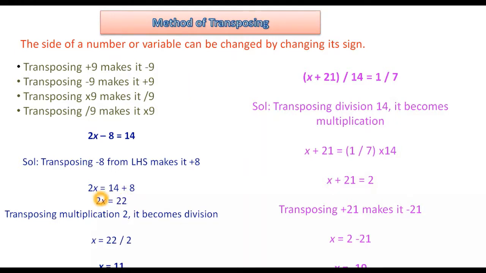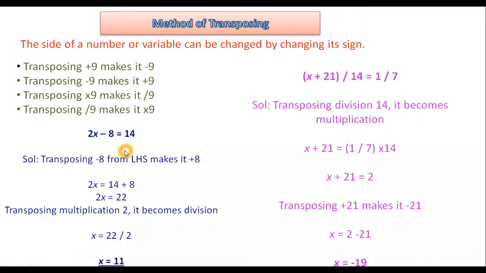Now we have to find out the value of x, and for that purpose we have to transpose this 2. Now 2 and x are in multiplication. So we need to transpose this multiplication 2. It will become division. So x as it is, 22 as it is, and 2 will be divided on the right hand side because we have changed its side. Okay. Now when you divide 22 by 2, you will get 11. So the value of this variable x is 11. This value will satisfy this equation and make its left hand side equal to right hand side. So this is the solution of the equation and we have solved it by the method of transposing.